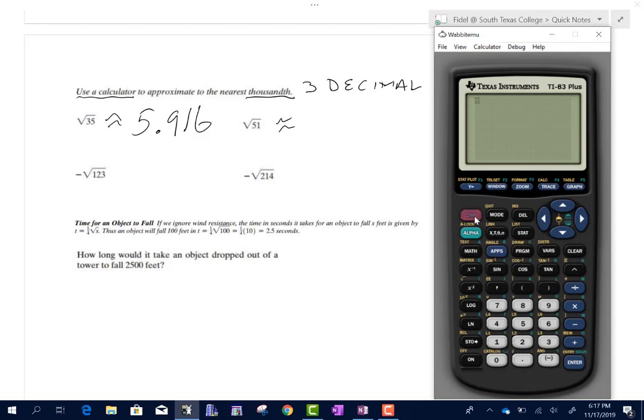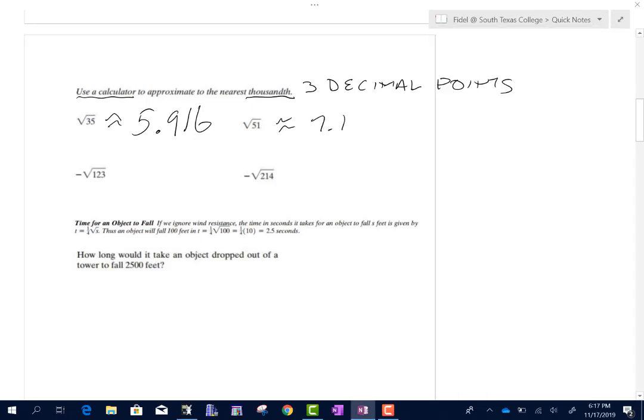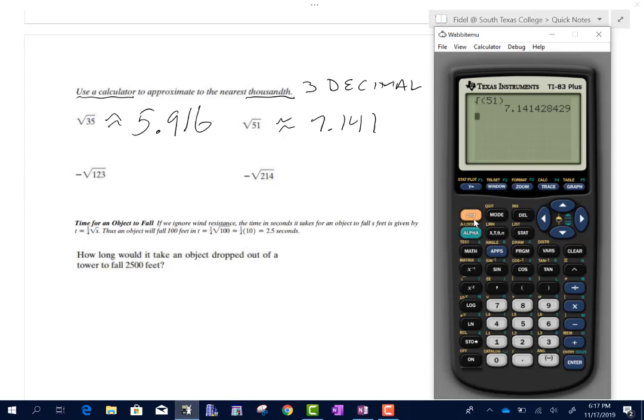All right, let's do the square root of 51. Square root of 51. Okay, and let's see. Again, I'm going to go to 3 decimal points. 7.141. The next two have negatives, but remember, all I'm going to do is just make it negative after I do my square root. So square root of 123. Okay, and if I go to 3 decimal places, 11.091, because the number to the right of that 0 is a 5, so it's going to bump up that 0 to a 1. So 11.091 with a negative.